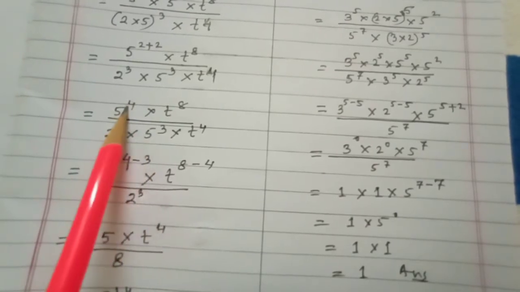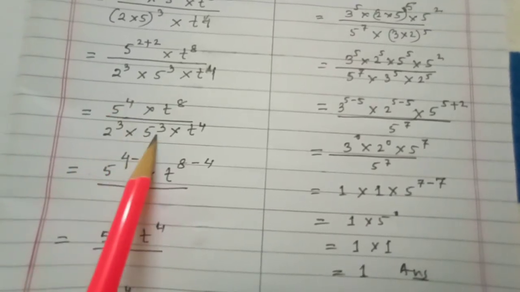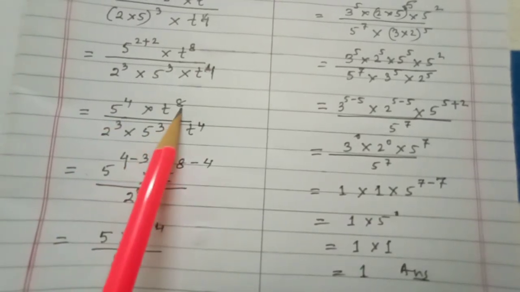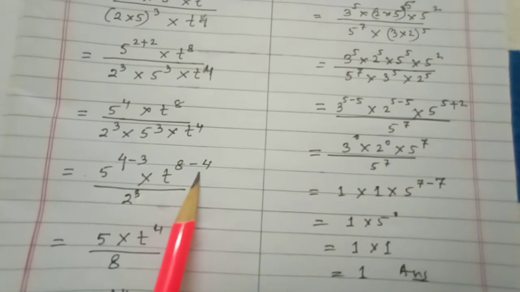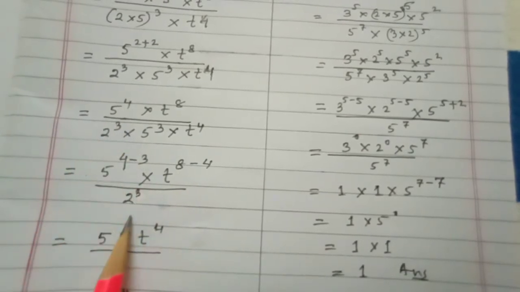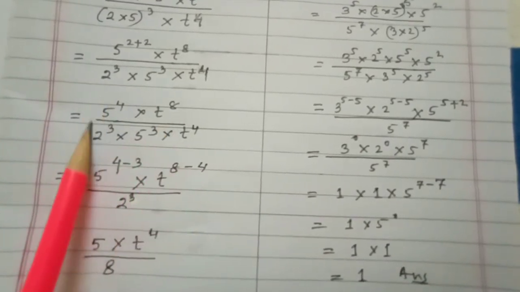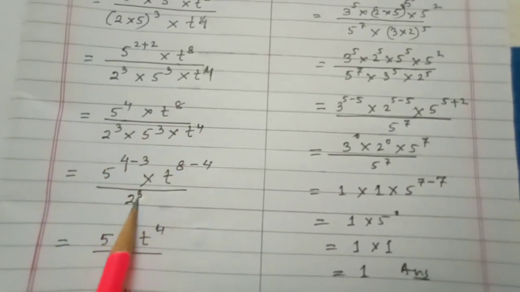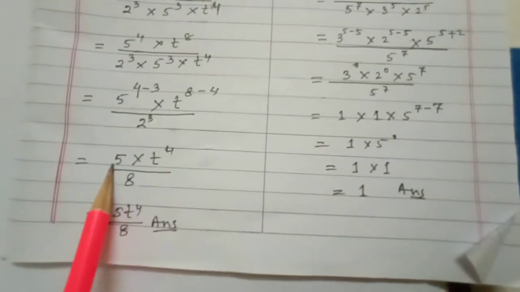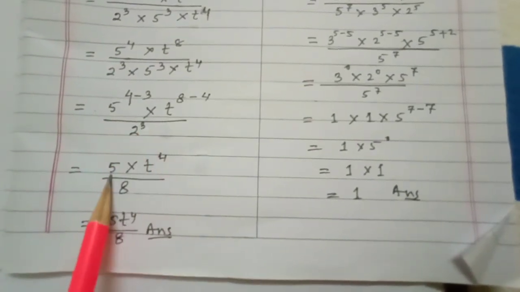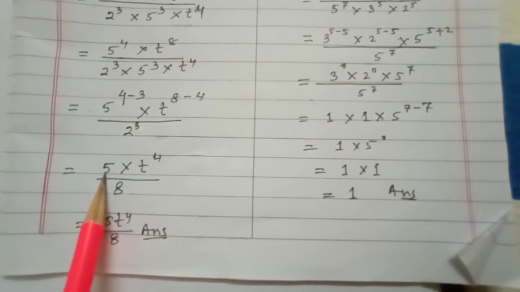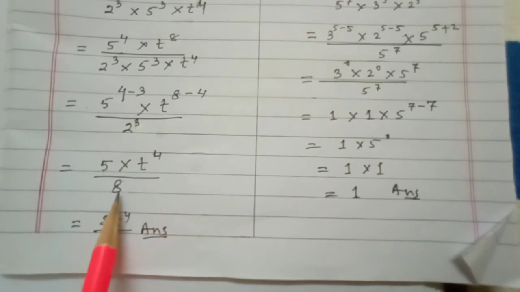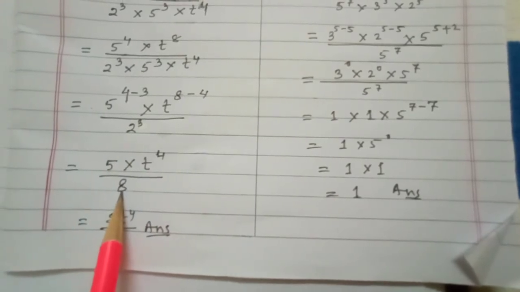5 to the power 4 and 5 to the power 3 are in the division condition, so subtraction, 4 minus 3, t to the power 8 minus 4, and 2 cube is alone here, so leave it. There is no pair of 2 cube in the numerator, so 2 cube is alone. Now 5 to the power 4 minus 3 means 5 to the power 1, 5 only. t to the power 8 minus 4 is t to the power 4, and 2 cube means 2 into 2 into 2, that is 8.